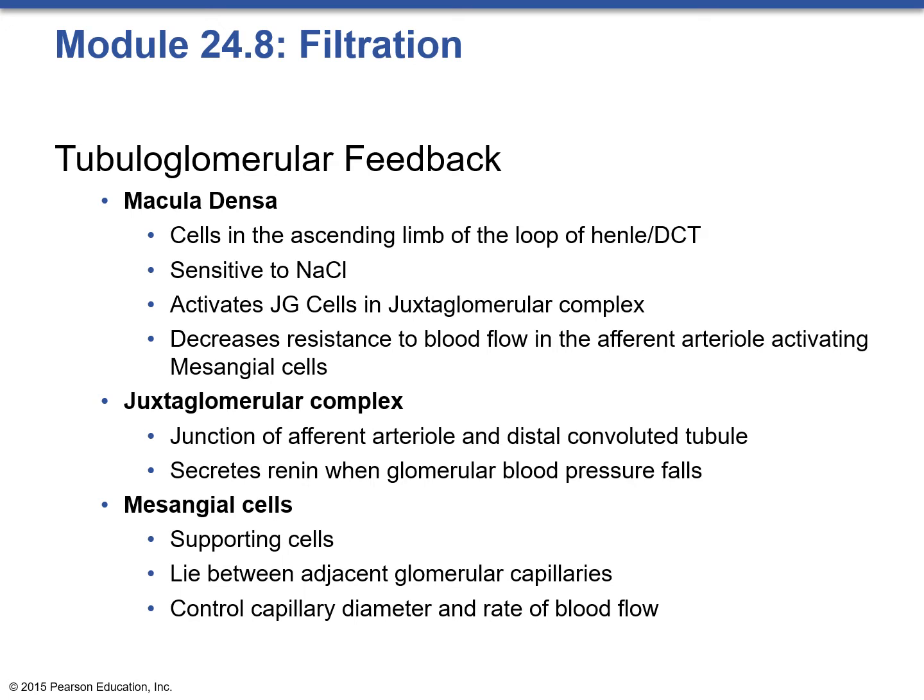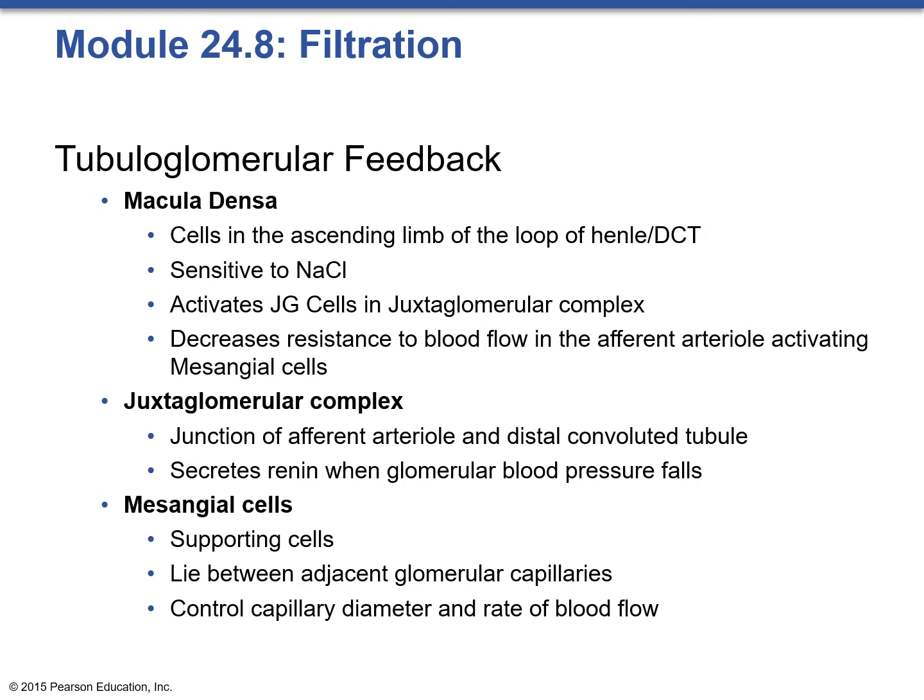The macula densa is going to be a specialization of cells in the tube that are sensitive to sodium, to salt, sodium chloride. The triggering of these macula densa cells is thereby going to activate the JG cells in the juxtaglomerular complex. The JG simply stands for juxtaglomerular. This will cause a decreased resistance to blood flow in the afferent arteriole by activating the mesangial cells.